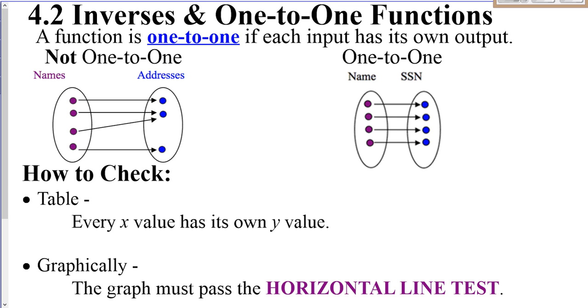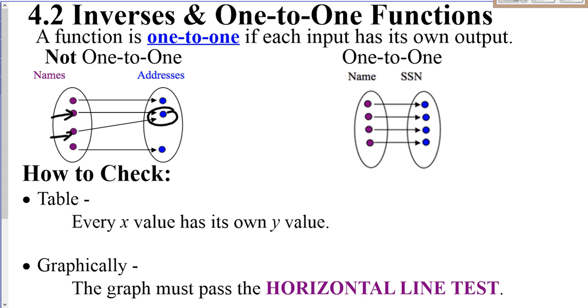All right, Mathletes, 4.2: inverses and one-to-one functions. A function is one-to-one if each input has its own output. In this mapping diagram, you can see this is not a one-to-one function because this single output has two inputs here, so that's not going to be one-to-one.